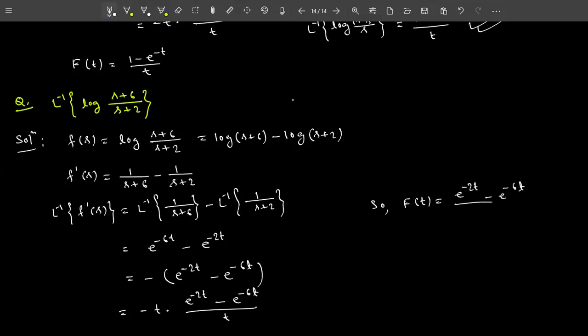Okay, so in the final answer you can write Laplace inverse of log of (s plus 6) divided by (s plus 2) is equal to (e to the power minus 2t minus e to the power minus 6t) divided by t. Okay, this is the final answer. Okay, let's try another problem.